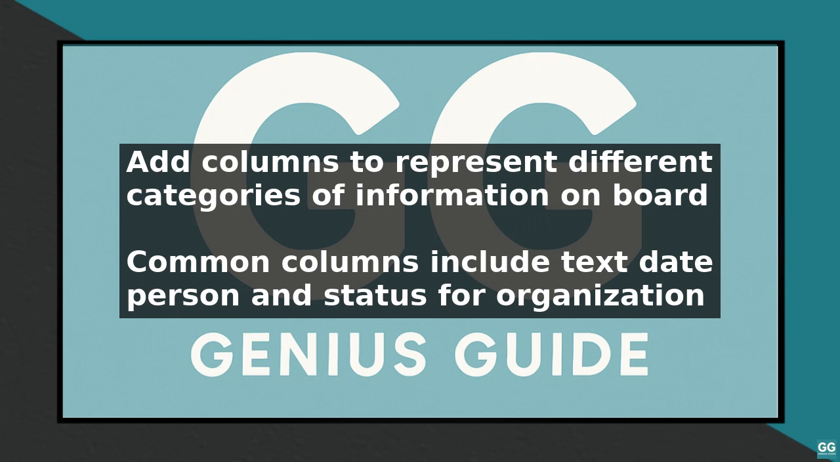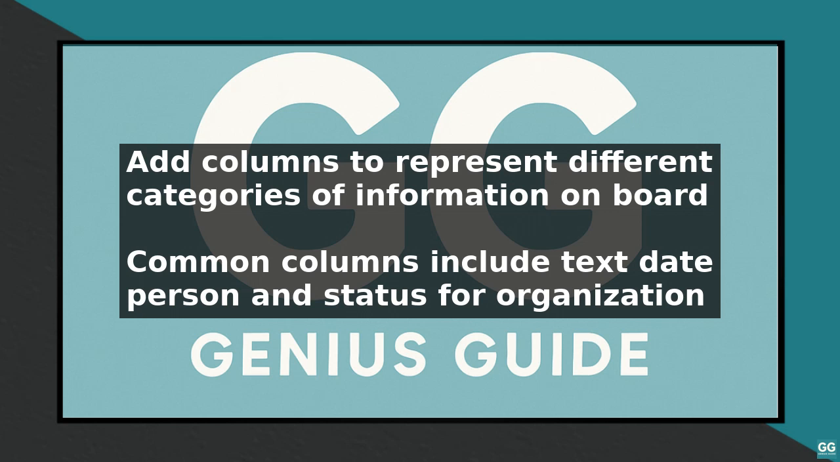The first step is to add columns, which represent different categories of information. Common columns include text, date, person, and status. To add a column, click on the plus sign at the top of the board. Select the type of column you want to add, and give it a name.